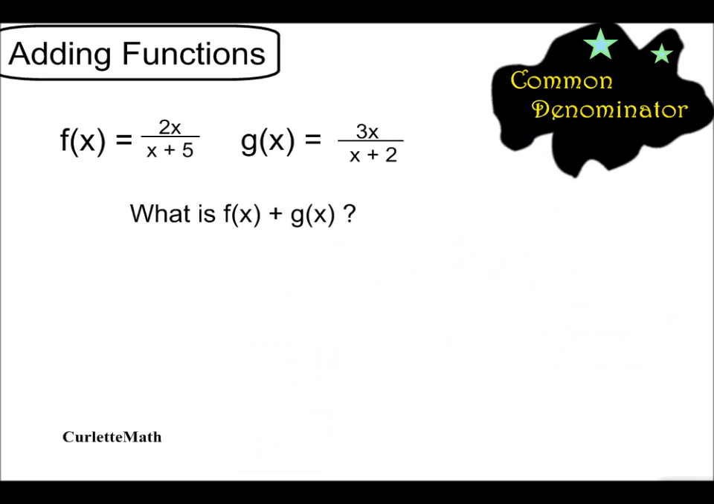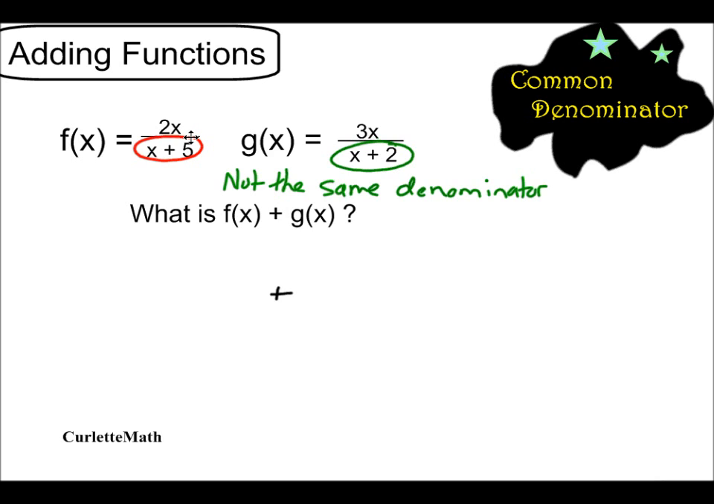What happens if we look here at the g of x function and f of x function? We have x plus 5 as the denominator here, and we have x plus 2 here. They are not the same denominator. So we're going to have to get common denominators here. So let's start with writing it out. We write out our f of x function, 2x over x plus 5, and we take our g of x function, 3x all over x plus 2.